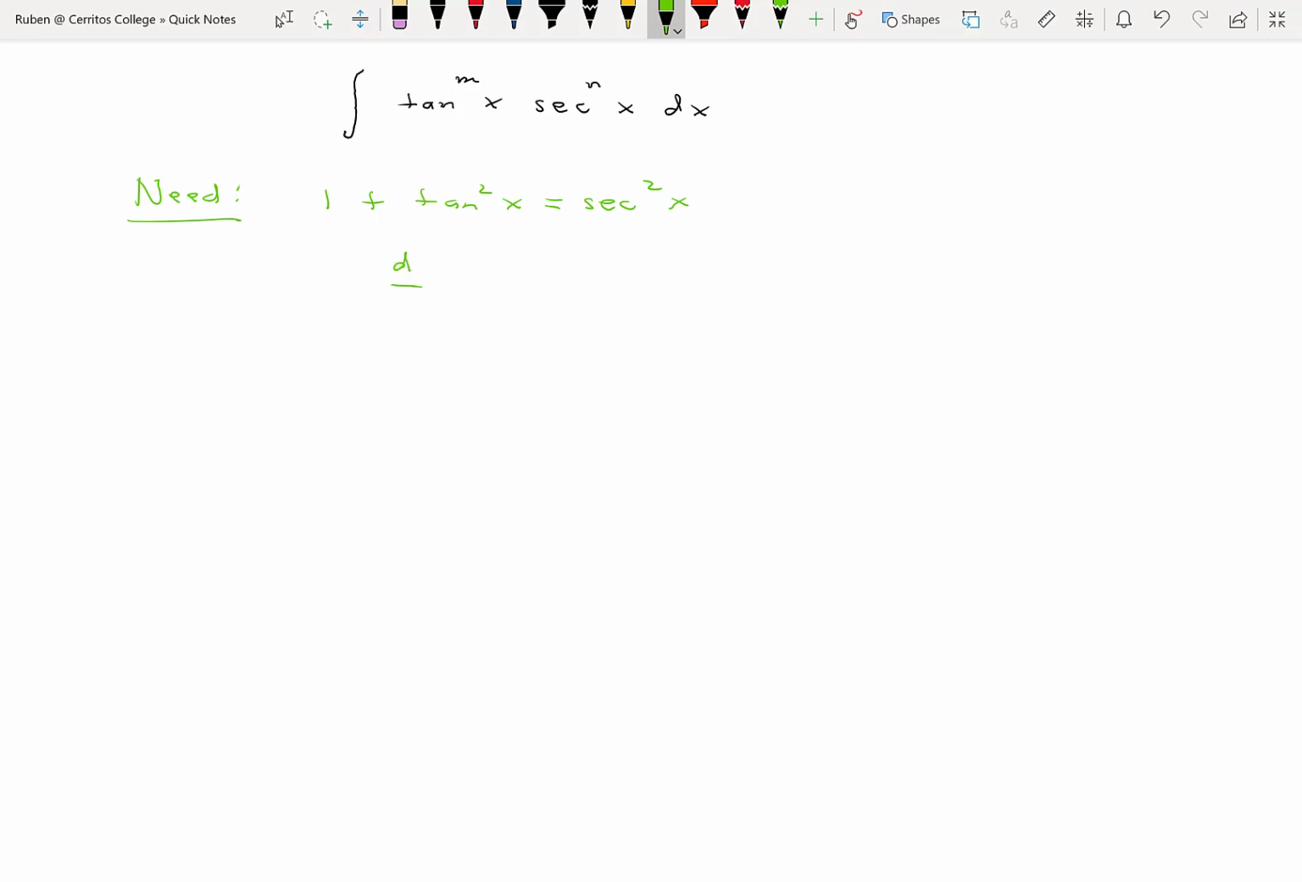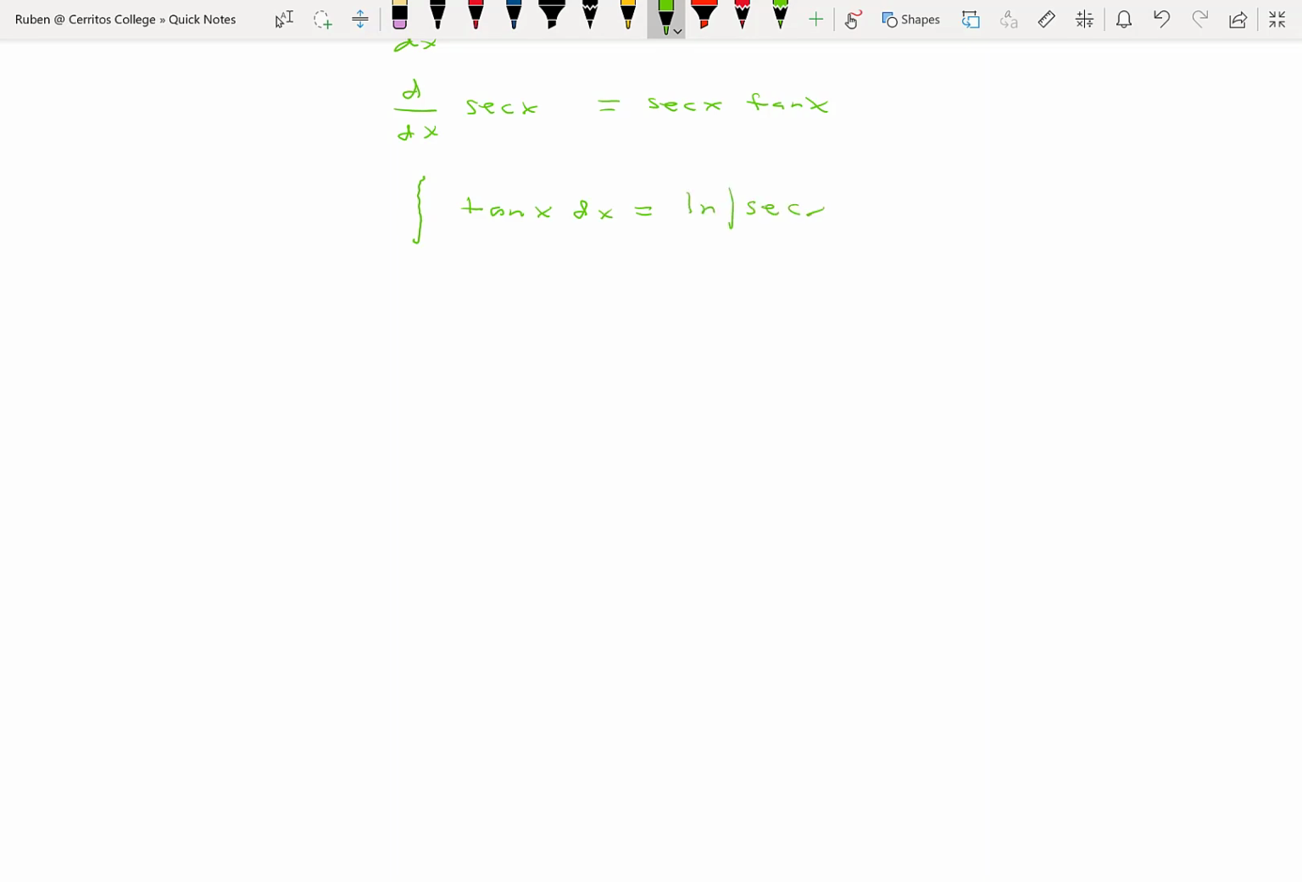We need, from Calc 1, the derivative of tangent. Do you remember? Derivative of tangent is secant squared. We're going to need the derivative of secant from Calc 1, which is secant x times tangent x. We're going to need something from earlier in our course, from last week. We're going to need the integral of tangent. And the integral of tangent is, and we did this in an earlier lecture, the log of the absolute value of secant.